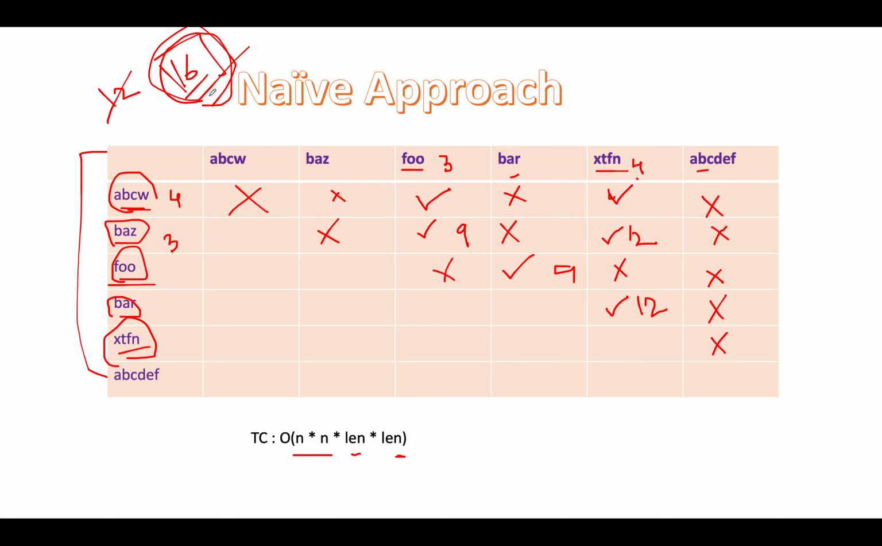So the time complexity for this complete solution is n into n into the length of the words into the length of the words, which is quite high. Can we improvise on this?